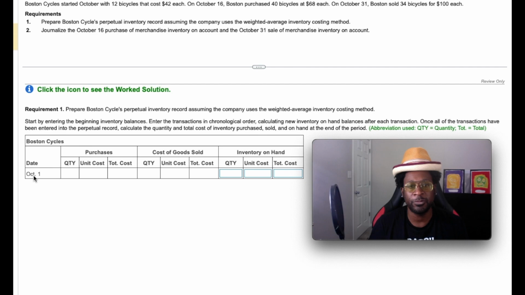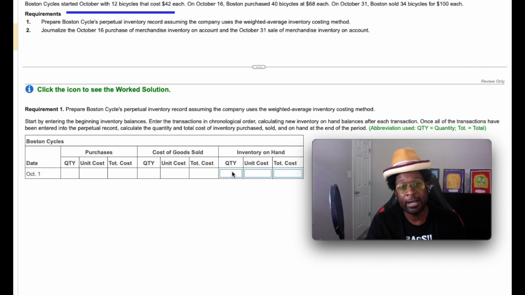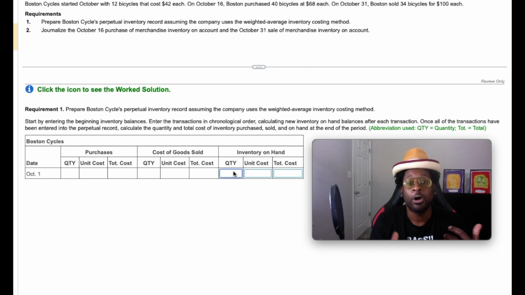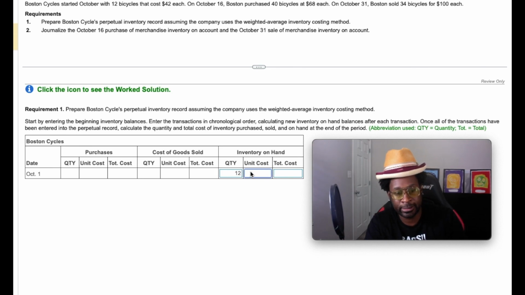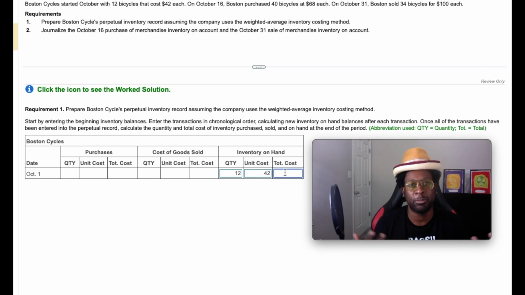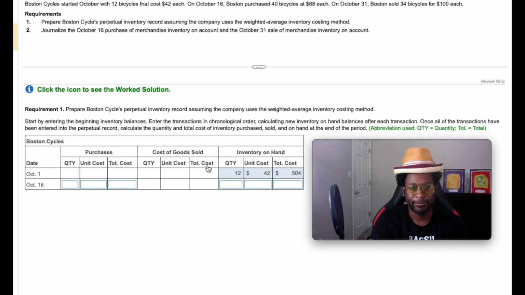So what happened on October 1st? October 1st was the beginning of the period. And based on the description of this problem, it said explicitly that we begin October with 12 bicycles that cost $42 each. Therefore, that will equate to our inventory available or our inventory on hand. So we're simply going to input that amount. 12 is going to be the quantity. $42 will be the unit cost. And obviously, our total cost is simply multiplying the 2 numbers together. So that should give us a total cost for those 12 units of $504. We're going to check the answer. Nice work, gang. Moving on.